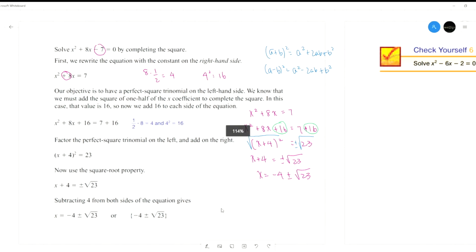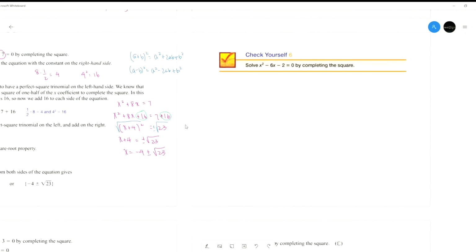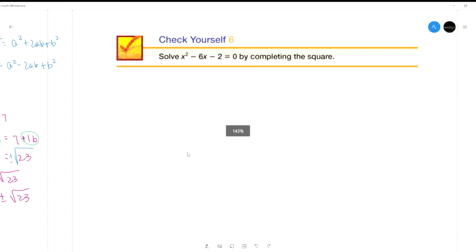Let's try another one. Okay, in this problem we have x squared minus 6x minus 2. So we're going to add 2 to both sides to get the x's by itself. So x squared minus 6x is equal to 2. Now off to the side, I'm going to take this negative 6 and multiply by a half to get negative 3.